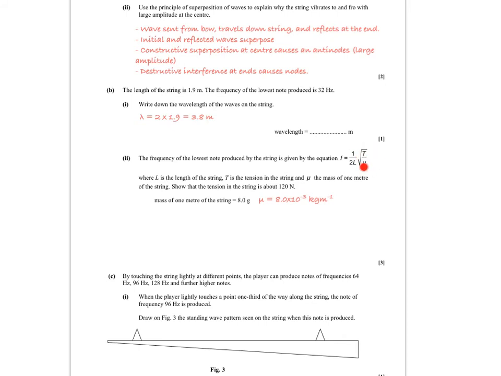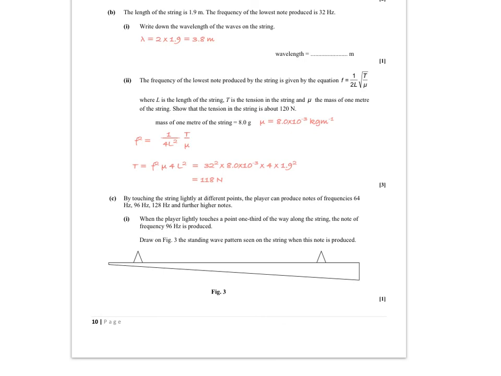The really awkward thing here is the square root, so perhaps our best starting point is to square both sides of our equation. So what we end up with then is f squared on the left hand side is equal to 1 over 2L, all squared, so 1 over 4L squared, times T over mu. And now it's just a case of simply rearranging. So if we rearrange, we end up with T equals f squared times mu times 4 times L squared, and then we just plug in our numbers. So 32 squared times 8 times 10 to the minus 3 times 4 times 1.9 squared gives us a value of 118 newtons as the tension in the string.